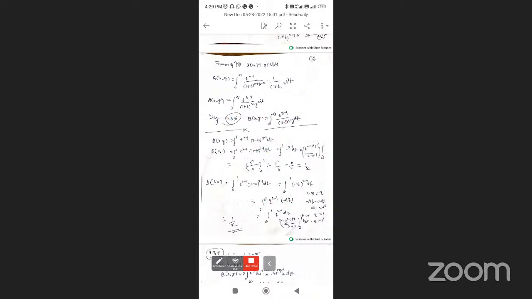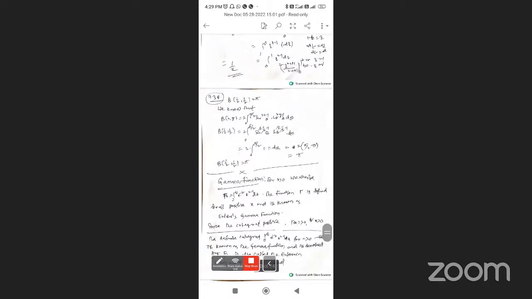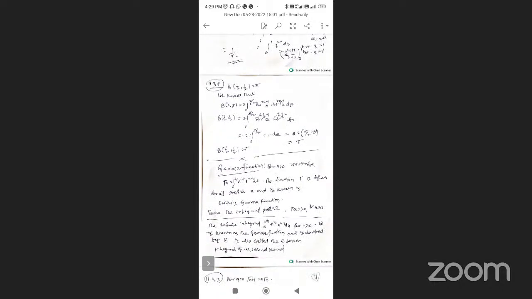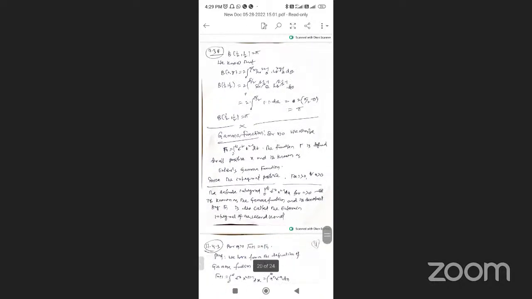The next property is beta of 1 by 2 comma 1 by 2 is equal to pi. Beta of x comma y, we know that formula. Here x is equal to 1 by 2, y is equal to 1 by 2. We can substitute, the 2 cancels. Sine power of 1 minus 1, sin power of 0, cos power of 0, that is 1, into d theta, 0 to pi by 2, the 2 cancels, so beta of 1 by 2 comma 1 by 2 is pi. So this is related to the gamma function.